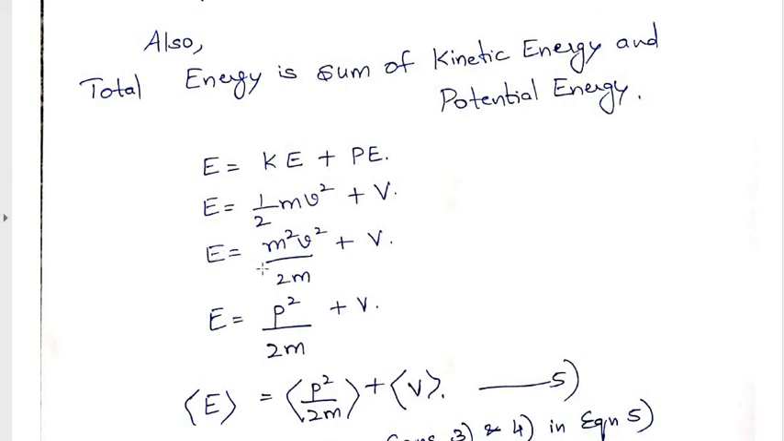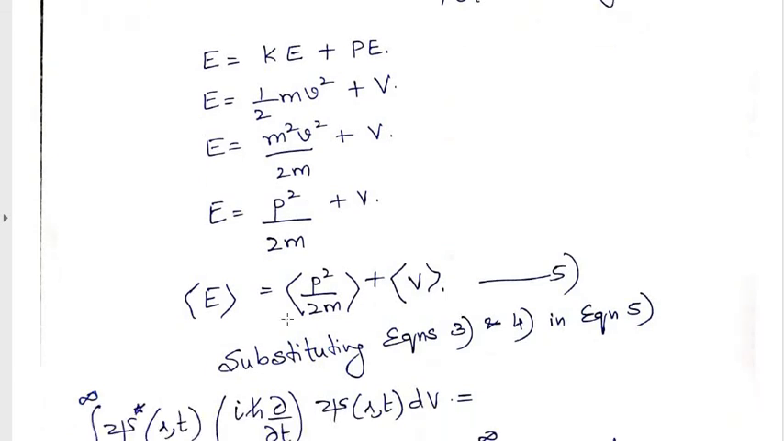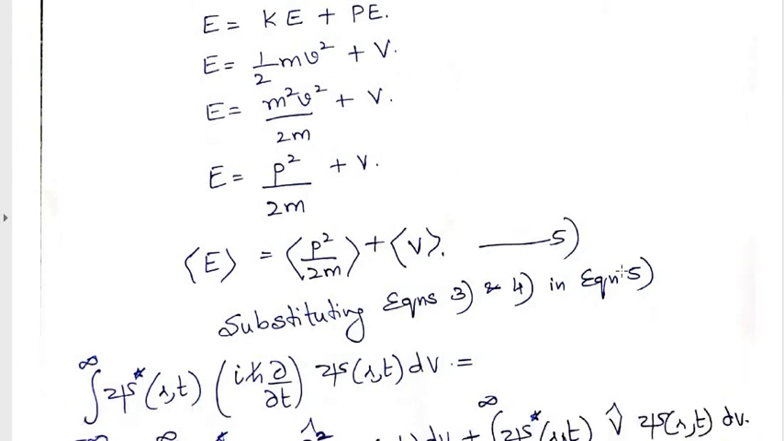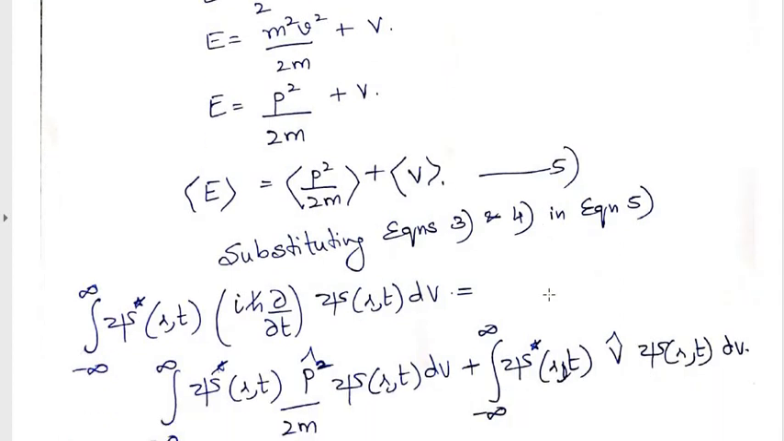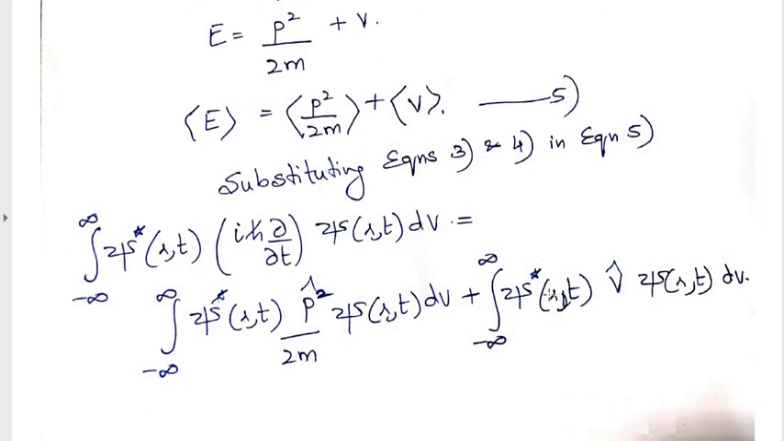So E is equal to m square v square by 2m plus V, or this is going to be p square by 2m plus V. So the expectation value of energy is equal to the expectation value of p square by 2m plus the expectation value of V. Substituting from equations 3 and 4 in equation 5, where 3 was giving the expectation value of momentum and 4 was giving the expectation value of energy, on substitution we get this particular equation.